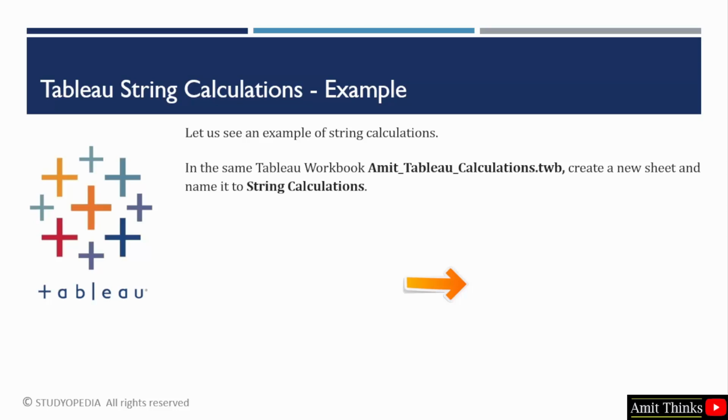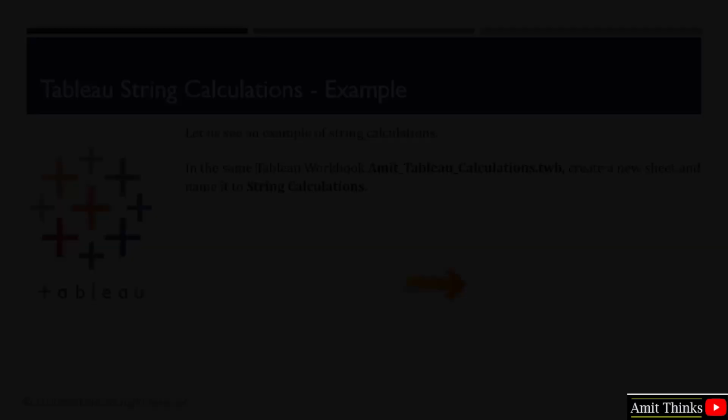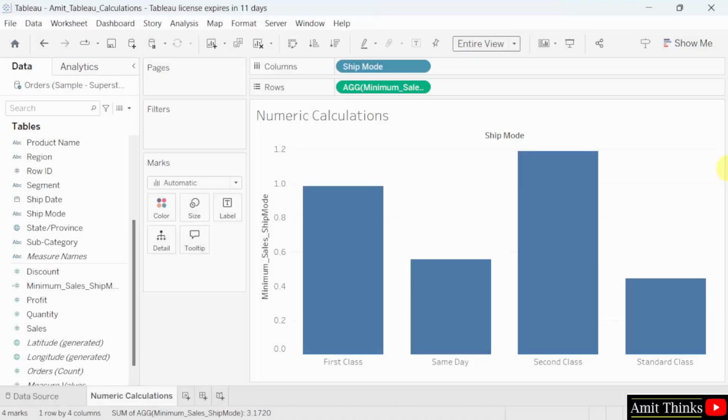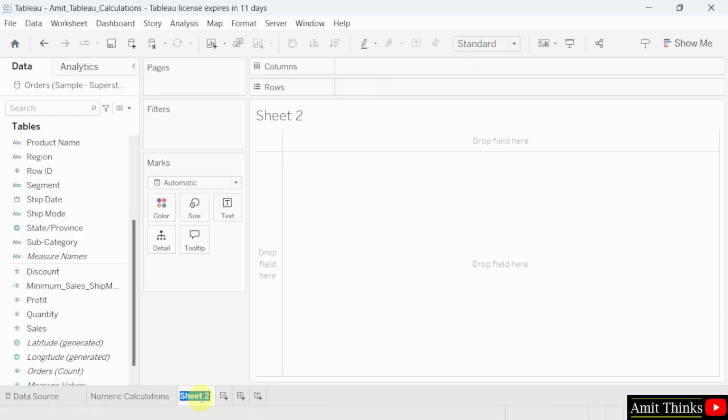Now let us see an example of string calculations. In the same workbook which we saw under numeric calculations, we will add a new sheet and name it string calculations. Now we will implement the string methods or calculations on Tableau. So this is Tableau. Let us create a new worksheet. Click here. I named it string calculations, in the project Amit_Tableau_calculations.